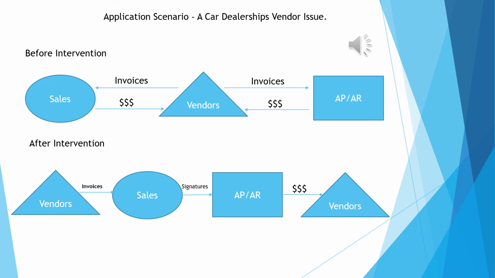If any vendors did create a duplicate invoice and tried to send it to sales and AP and AR, the contract with the vendor will be terminated. The new system is also represented on the bottom side of the slide. This intervention not only solved a major issue that was bleeding the dealership of funds, but also implemented a new standard for communication between the two departments and led to improved relationships and culture in the dealership.